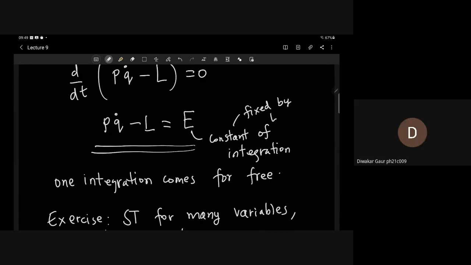The Lagrangian is a function of q and q dot. So the left hand side is a function of q and q dot. And the motion is going to be such that that particular combination will be a constant. So it's like saying energy is a constant of motion. So E is a constant of motion.